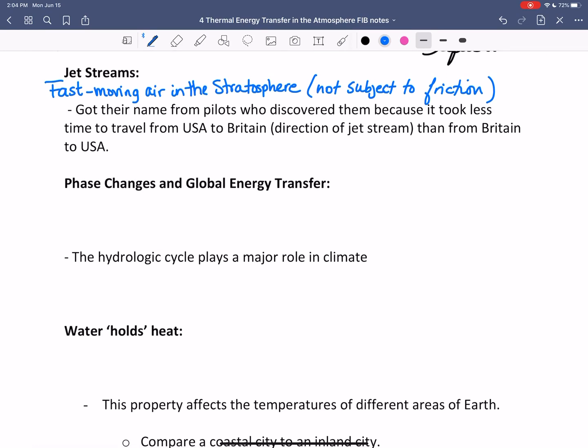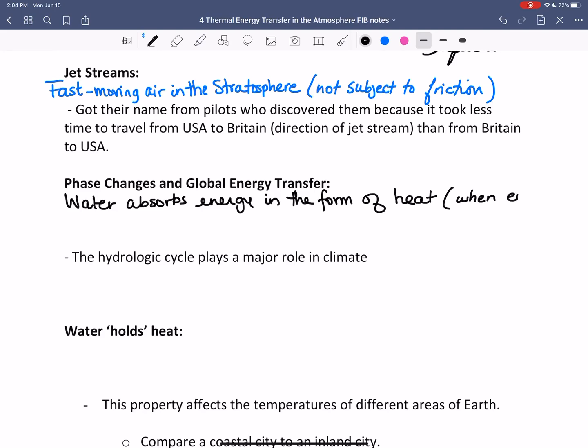Okay, phase changes in global energy transfer. Now we know that water is going to be absorbing energy. So it absorbs energy in the form of heat, for example, when evaporating. If I want water to turn from a liquid to a gas, I'm going to need to absorb heat, and it releases it during condensation.